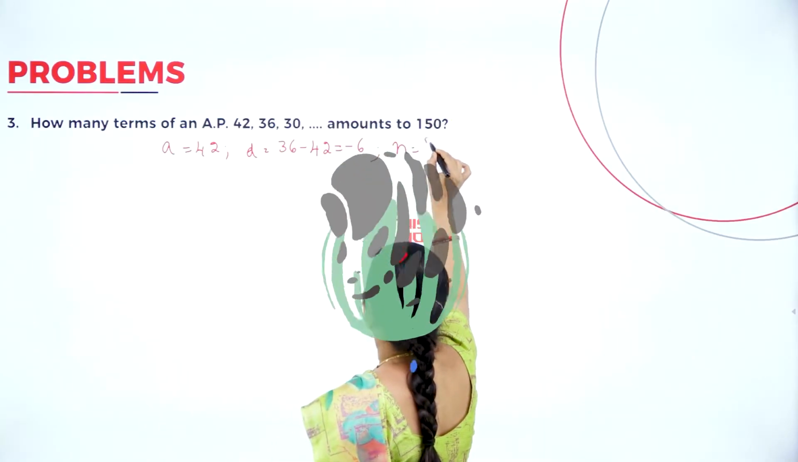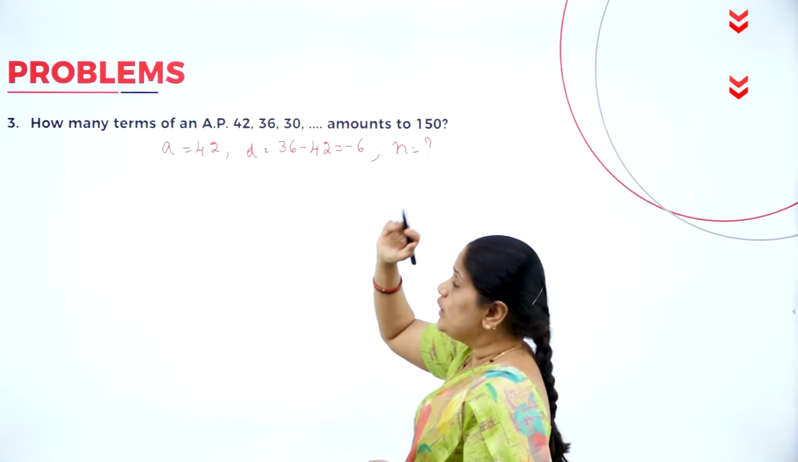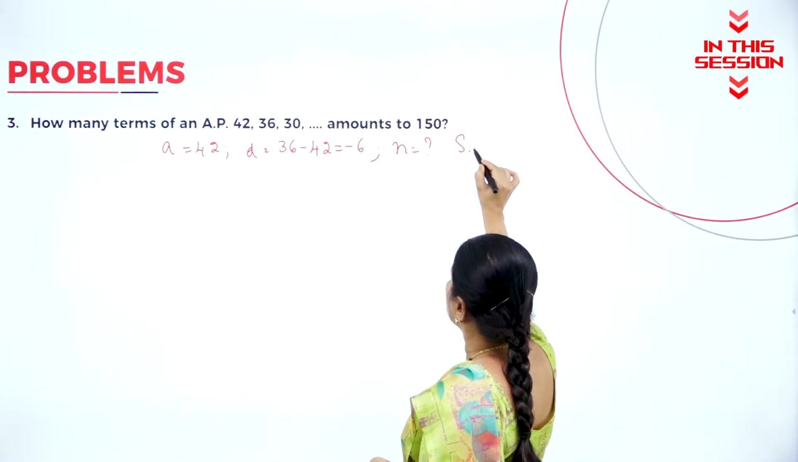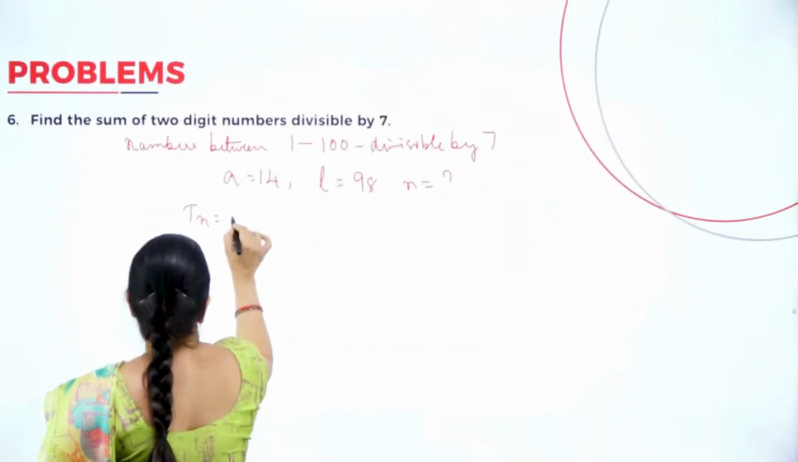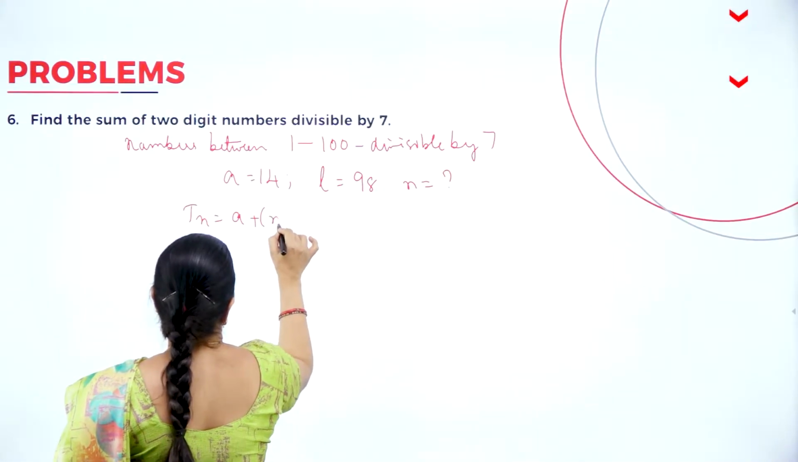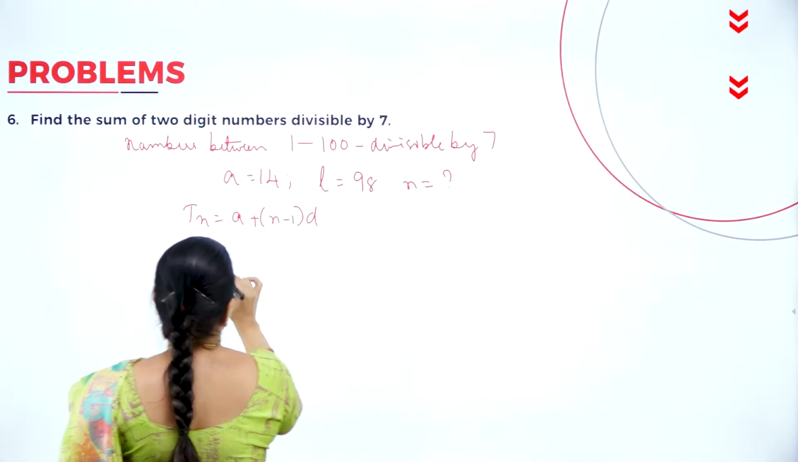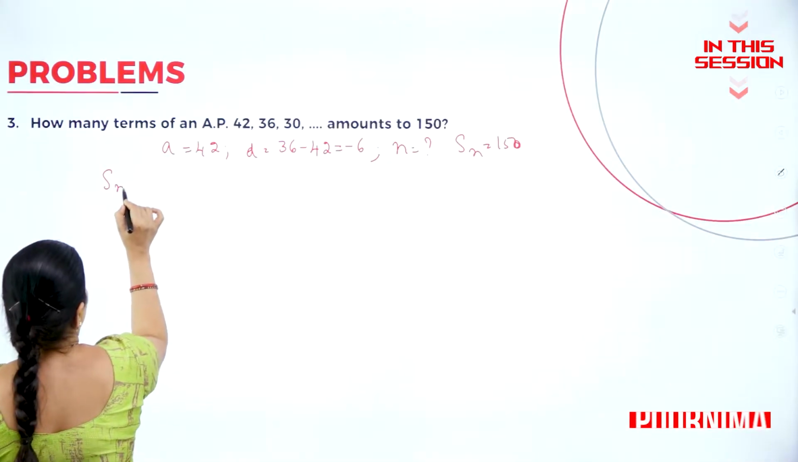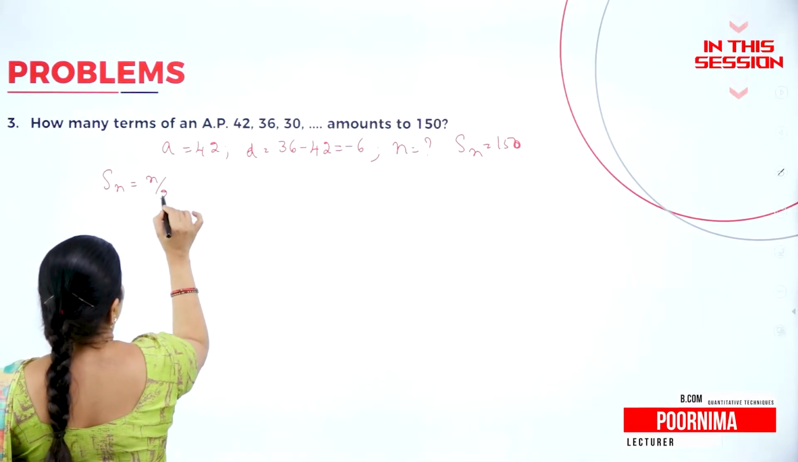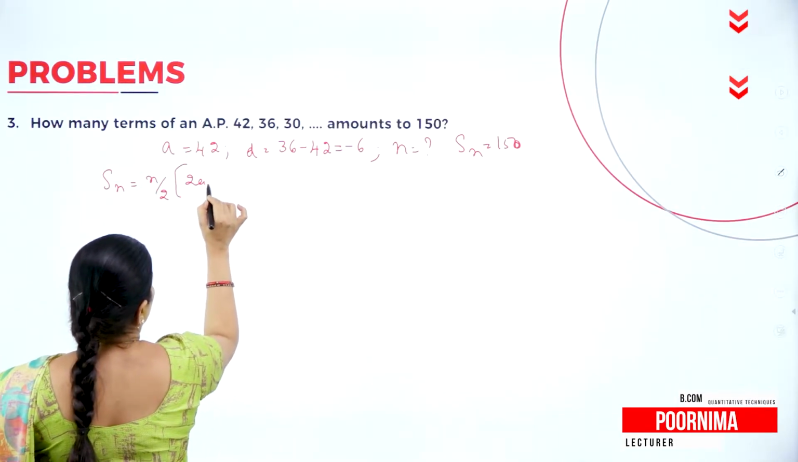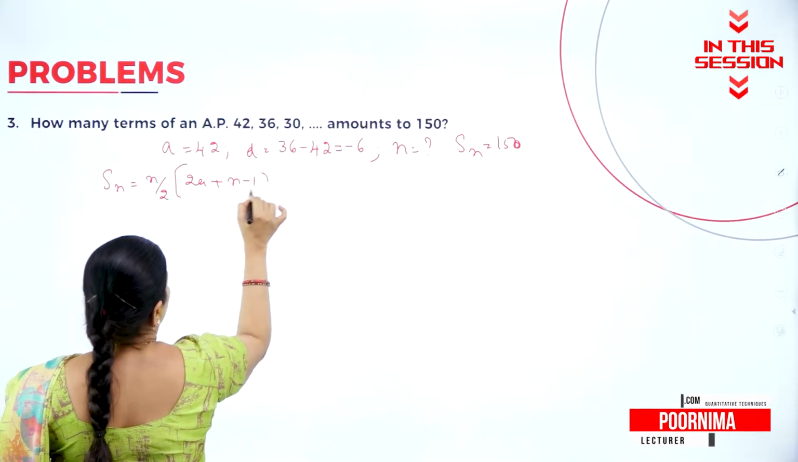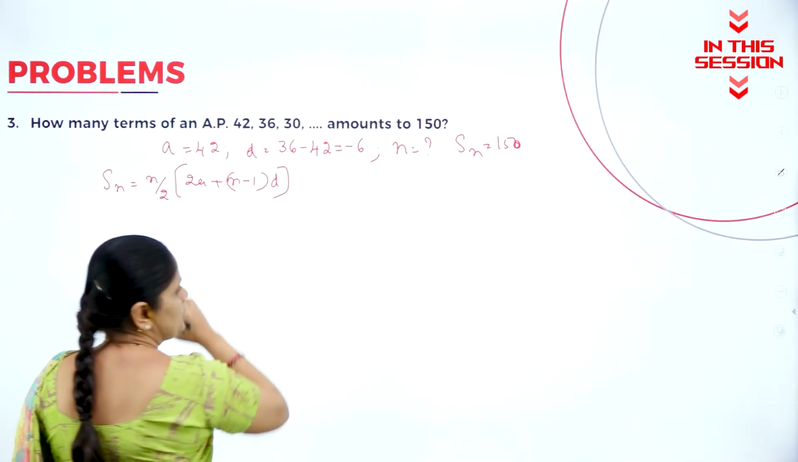We don't know how many terms, but they have given the sum of the terms. Tn equals a plus n minus 1 into d. Sn equals n by 2 into 2a plus n minus 1 into d.